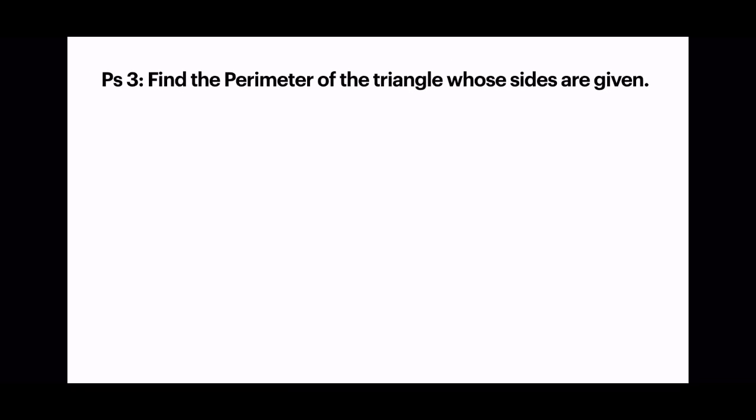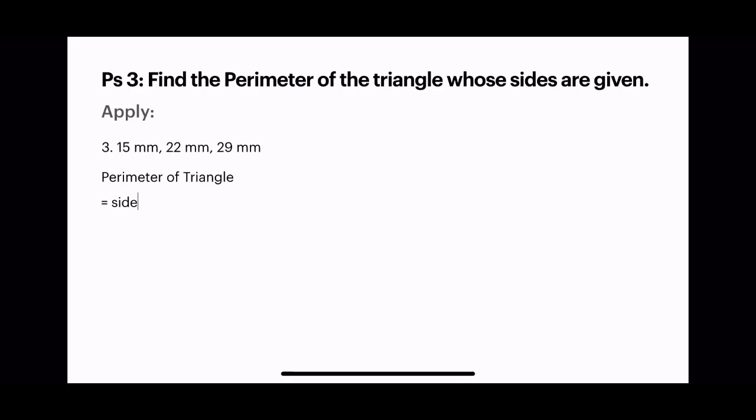Problem set 3. Find the perimeter of the triangle whose sides are given. Now in the apply part, let us see the third sum. The third sum given is 15 millimeters, 22 millimeters and 29 millimeters. So which happens to be a scalene triangle. So the perimeter of the triangle is side plus side plus side, which is 15 plus 22 plus 29, which is 66 millimeters.